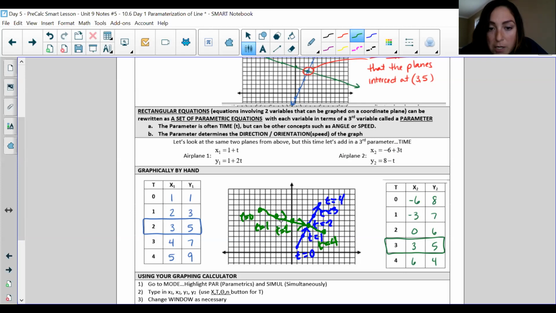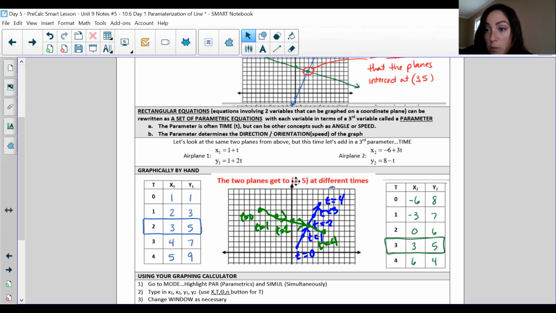So again, we add direction arrows to show the direction, and then our time to show the position over time. Yes, the two planes are at that same position, but are they at that same position at the same time? No, they get there at different times. Plane 1 arrives at that position at time equals 2, and plane 2 gets there at time equals 3. So maybe it's a minute later, maybe an hour later, whatever the measure of time is. But if they are not there at the same time, then actually no, these two planes will not intersect, despite what the initial graph looked like.